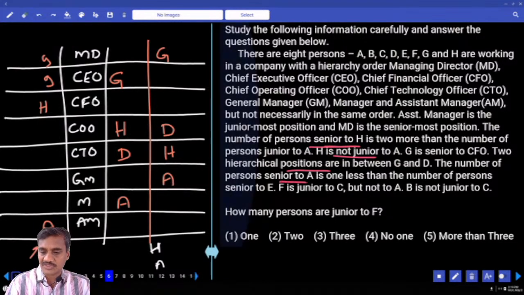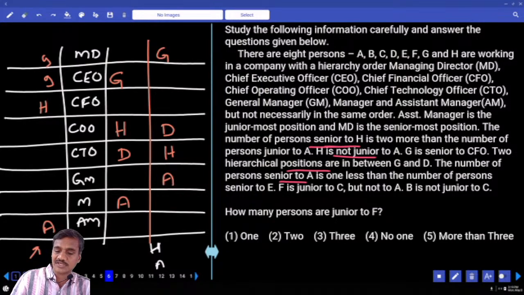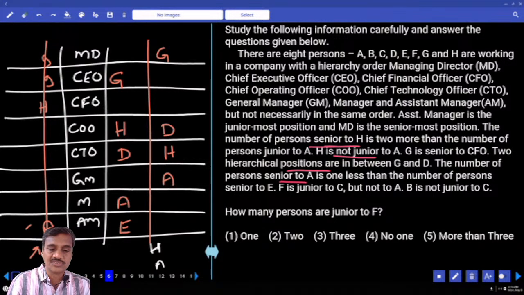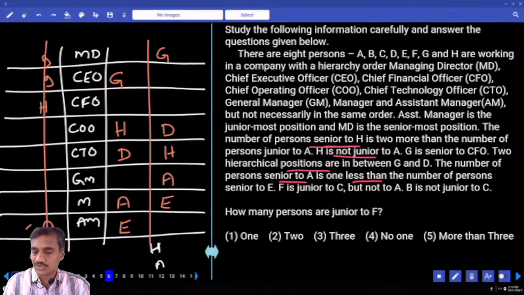And the number of persons senior to A is 1 lesser than senior to E. The number of persons senior to A is how many? 7, isn't it? Now this 7 is 1 lesser than senior to E, which means it cannot be happening. And here A and E must be like this. Number of persons senior to A, how many are there? 6. Now this is 1 less than senior to E. Senior to E there are 7 persons. Now here that means A and E must be together, adjacent to each other.